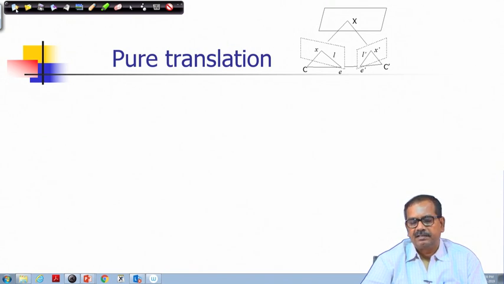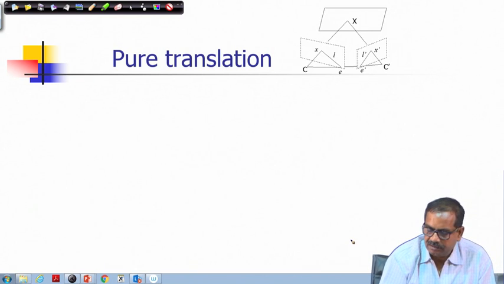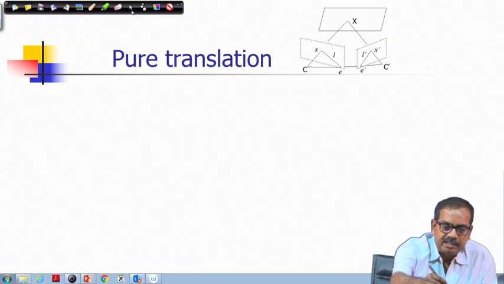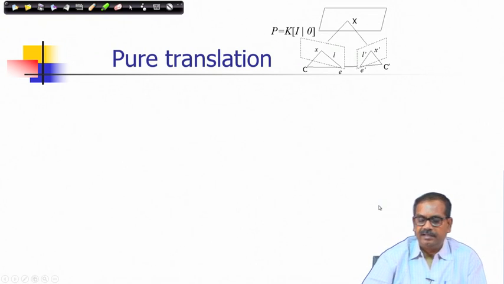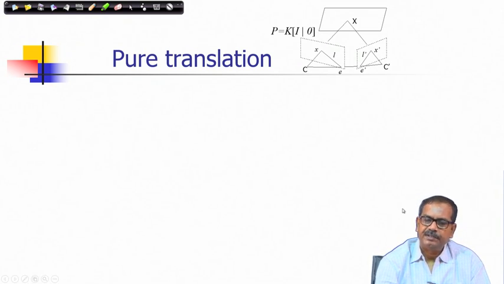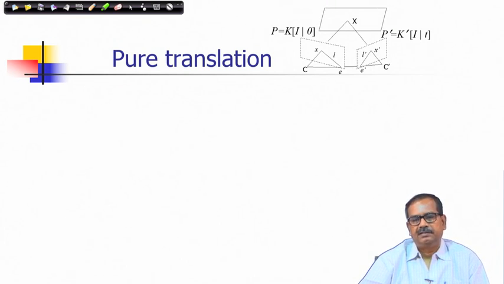So, in that case we can very easily express the projection matrices in a simple structure. If you have pure translation, then projection matrices can be expressed as, say, K [I | 0], I am representing again in the uncalibrated form, then P prime is K prime [I | t]. So, simple translation. So, K prime t is that translation of the camera.